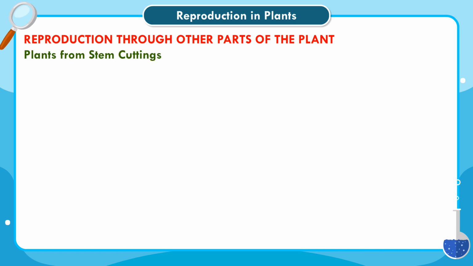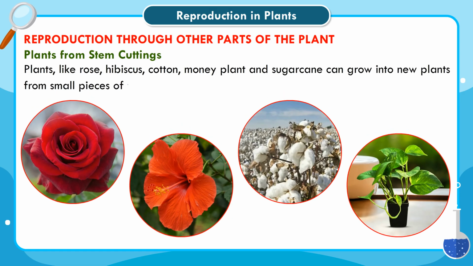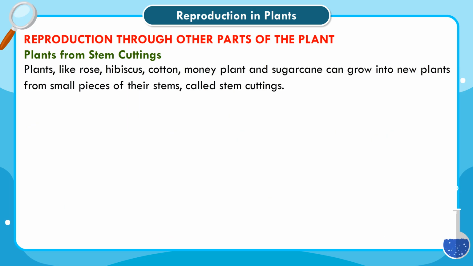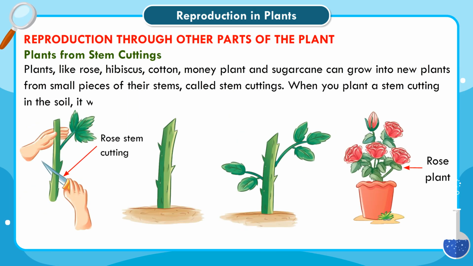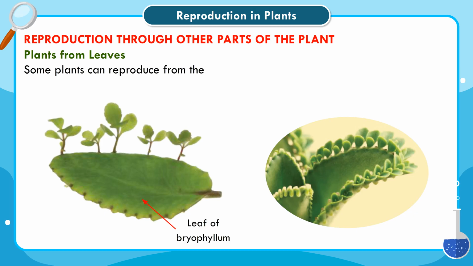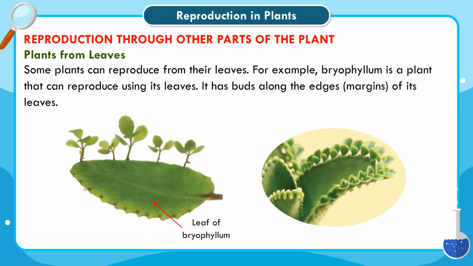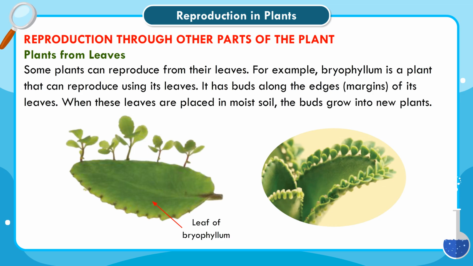Plants from stem cuttings. Plants like rose, hibiscus, cotton, money plant and sugarcane can grow into new plants from small pieces of their stems, called stem cuttings. When you plant a stem cutting in the soil, it will start growing into a new plant after a few days. Plants from leaves. Some plants can reproduce from their leaves. For example, bryophyllum is a plant that can reproduce using its leaves. It has buds along the edges, margins, of its leaves. When these leaves are placed in moist soil, the buds grow into new plants.